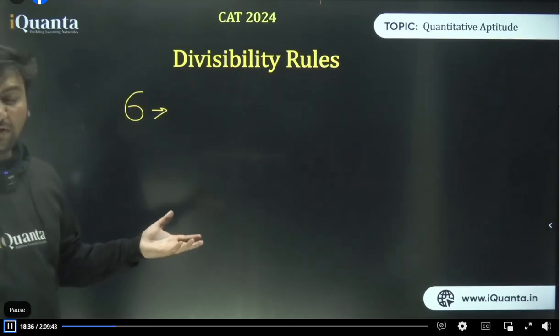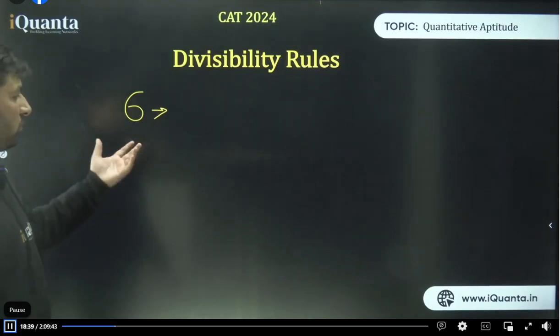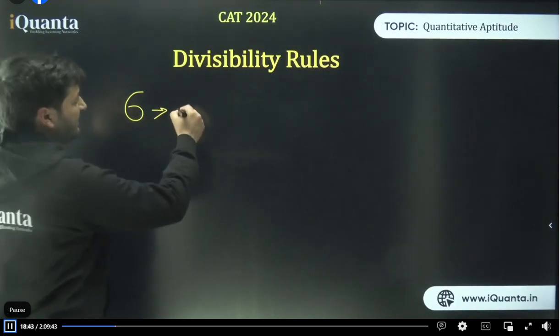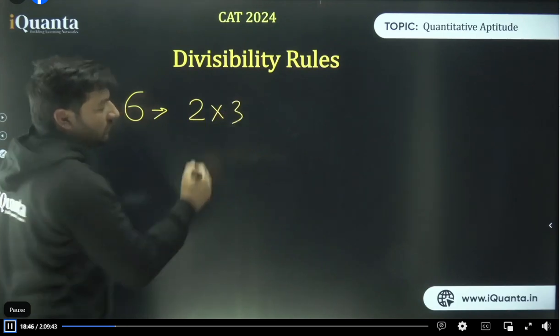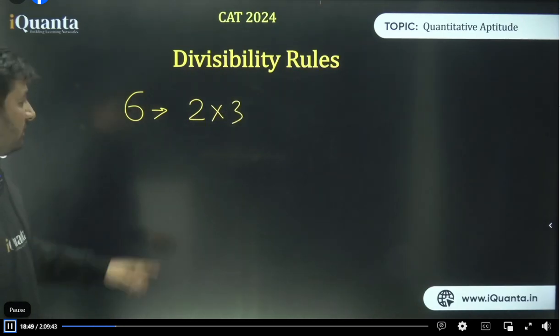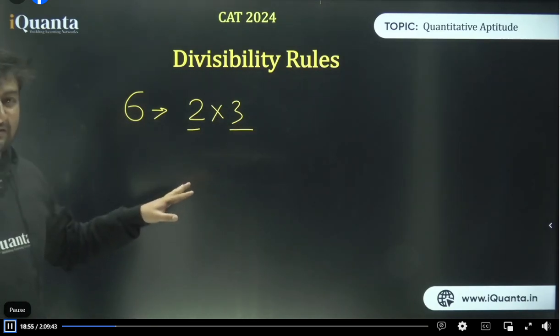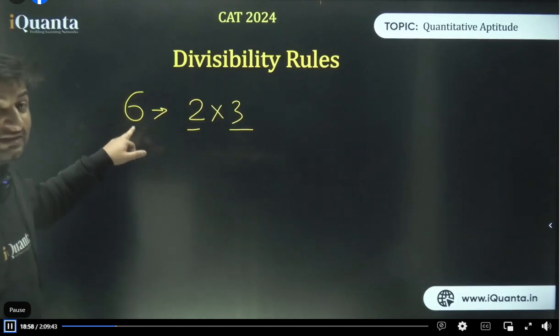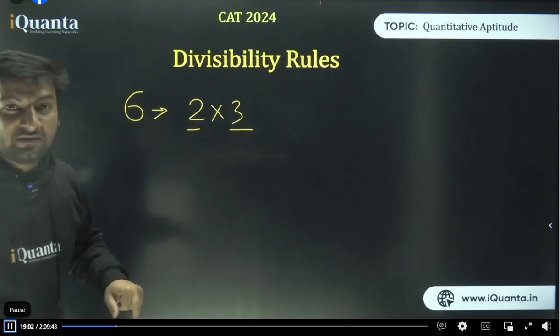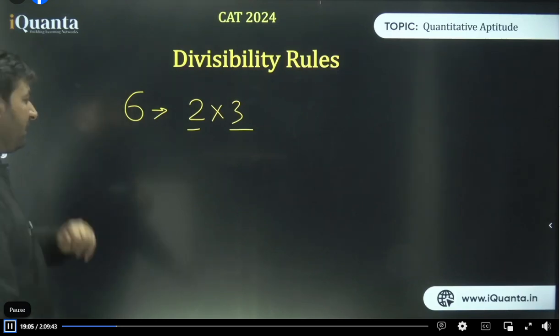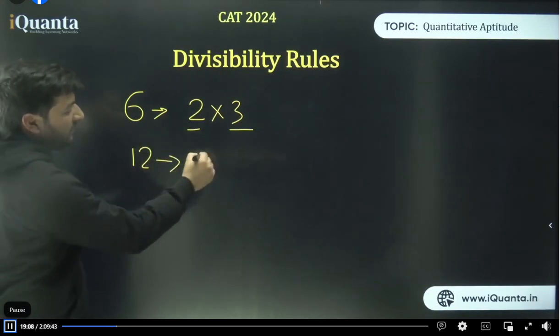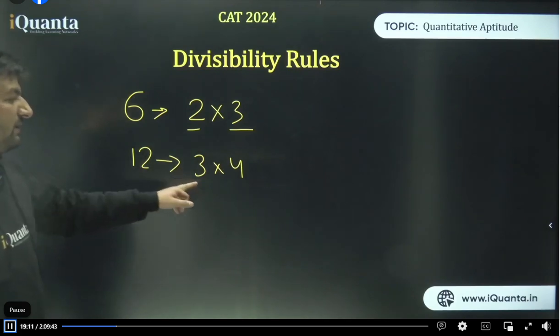Many people know the divisibility rule of 6, many do not. So what to do in case of 6? You know that 6 is a number which can be written as the product of 2 and 3. Yes or no? So if a given number is divisible by both 2 and 3, then that number is divisible by 6. So divisibility of 6 is dependent upon the divisibility of 2 and 3. With that note, 12 can be written as 3 into 4, so the divisibility of 12 is dependent upon 3 and 4.